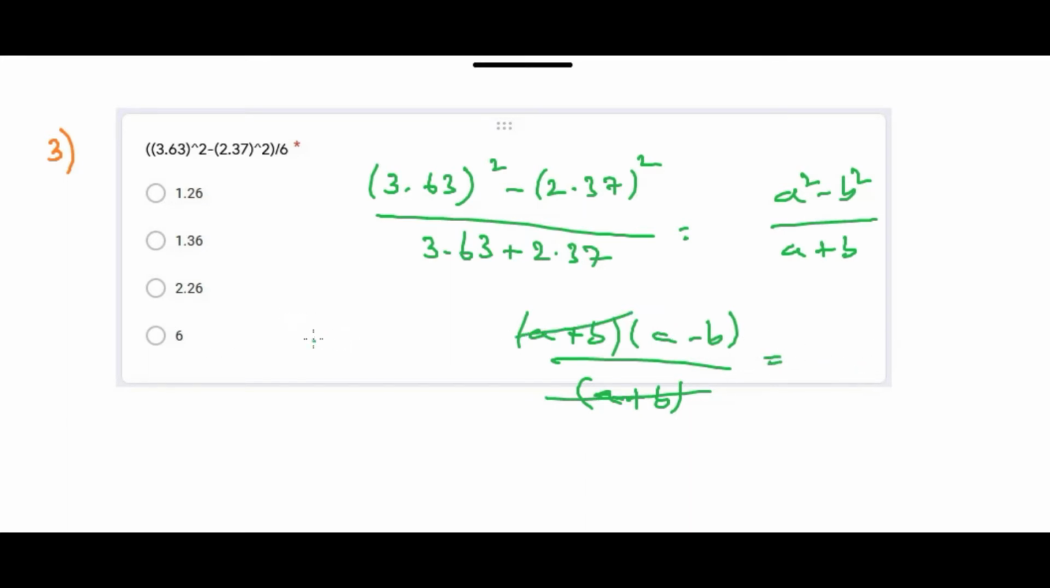So what is a minus b? 3.63 minus 2.37. 3 minus 7 needs borrowing, so 13 minus 7 is 6, 5 minus 3 is 2, and 3 minus 2 is 1. It is 1.26. So the answer would be 1.26. It's very simple. Let's move on to the next question.